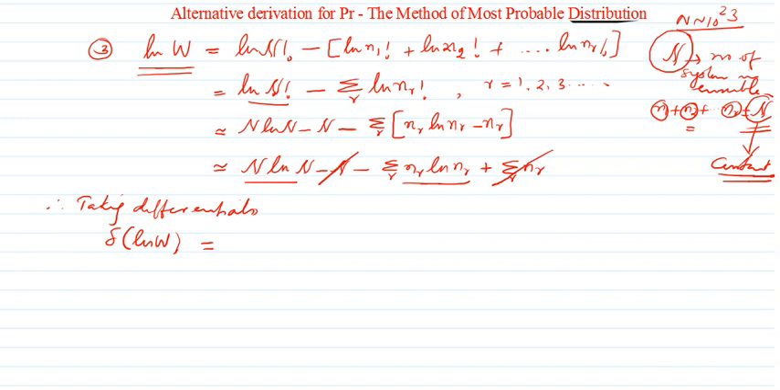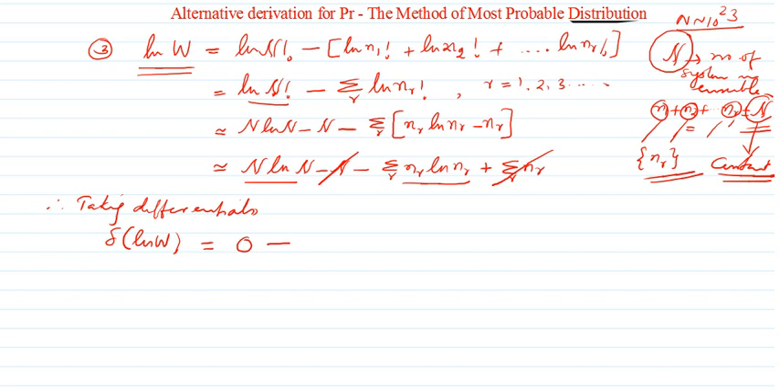But what can vary? The values of n1, n2, n3, nr can vary, because the set nr depends on the way in which energy is distributed. So the set nr can vary, meaning the values of n1, n2, etc. can vary, but total n is a constant. So since n is a constant, the differential of the first term will vanish, that is equal to 0.